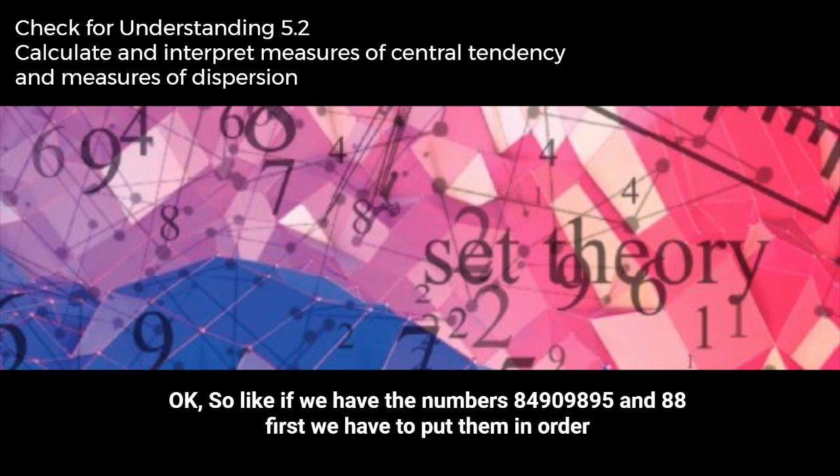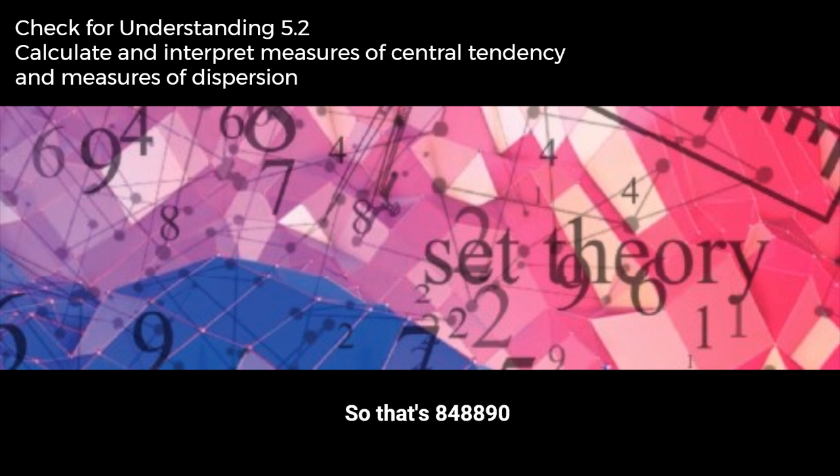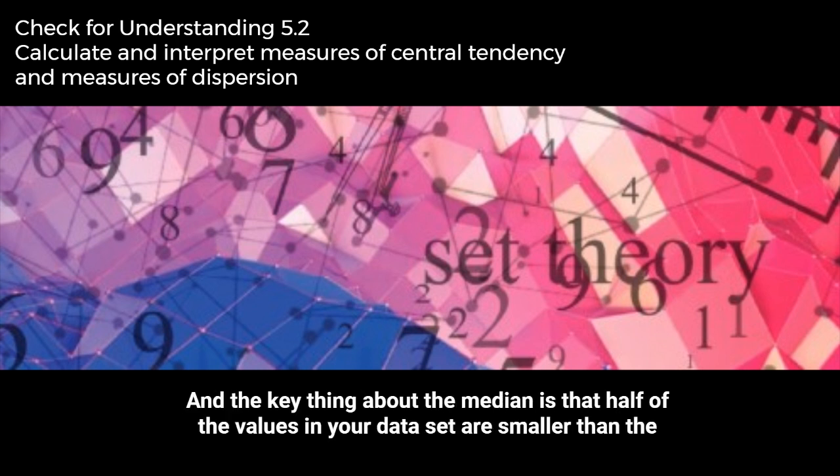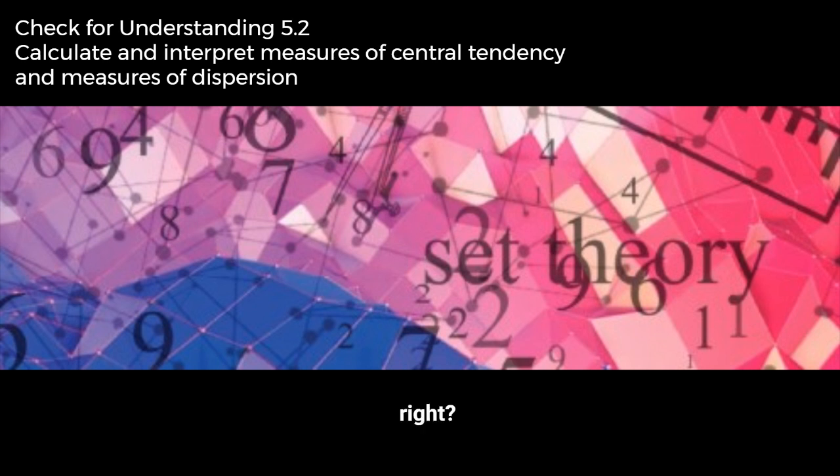Okay, so like if we have the numbers 84, 90, 98, 95, and 88. First, we have to put them in order. So that's 84, 88, 90, 95, 98. There are five numbers, so the one in the middle is 90, so that's our median. Exactly. And the key thing about the median is that half of the values in your data set are smaller than the median and half are larger. Right, okay, that makes sense.